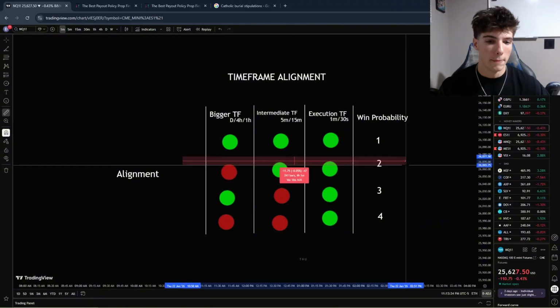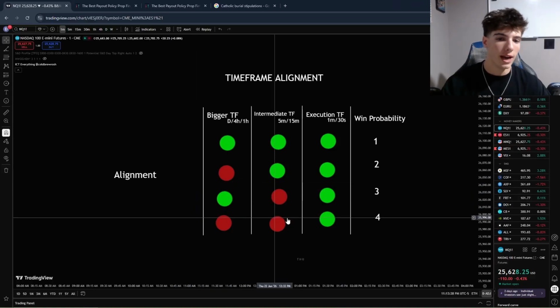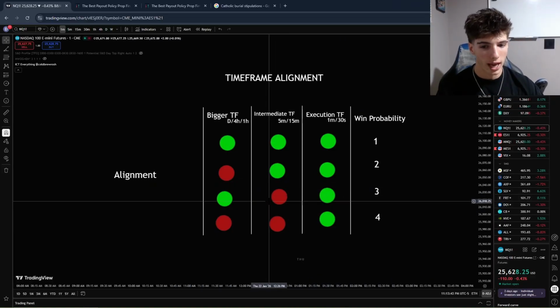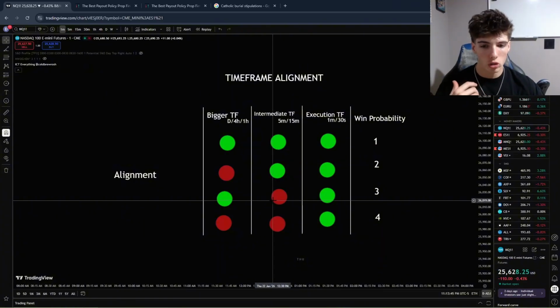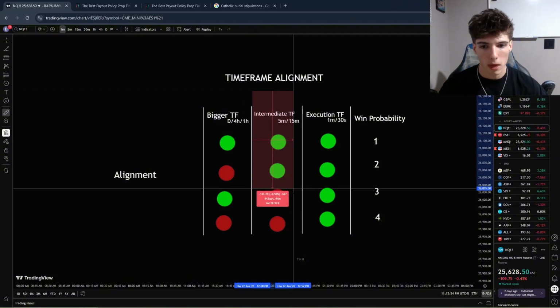This is what tripped me up. I used to take a lot of trades like this right here, where my bigger time frame was aligned and my execution was aligned, but not my intermediates. But the issue there was that the time frame that is going to immediately give you instant feedback, like right then, the second you enter your trade, of whether you're right or wrong for your first few candles, is going to be the intermediate time frame.